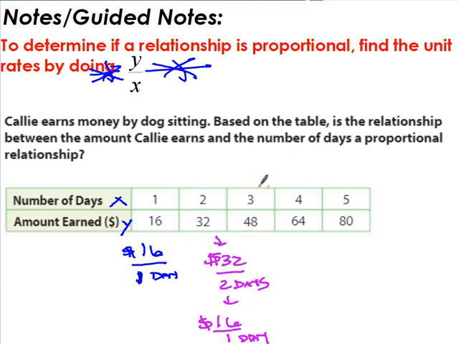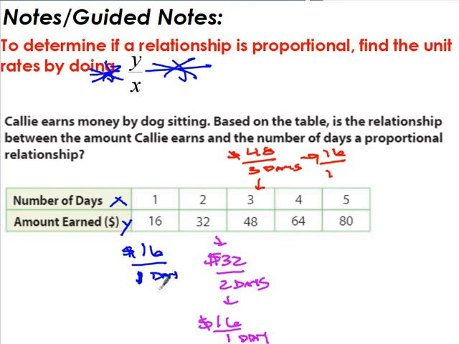I'm doing the same thing for this one right here. I'm going to go up here just so I have room. So I have $48 for 3 days. Well, if I do 48 divided by 3, that's going to tell me how much you charge for 1 day if you use her for 3 days. Well, 48 divided by 3 is $16 per 1 day.